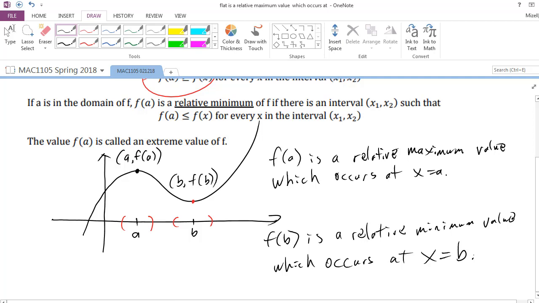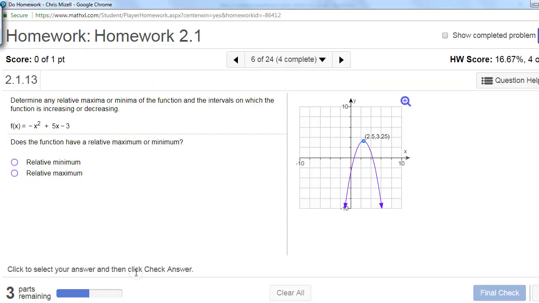include at least one of the problems from the lecture notes, unless MyMathLab has one that will suffice. Determine any relative maxima or minima of the function and the intervals on which the function is increasing or decreasing. We've done increasing and decreasing. I think we've done enough of that. So let's just see if we can find the relative extreme points here. Does the function have a relative maximum or minimum?